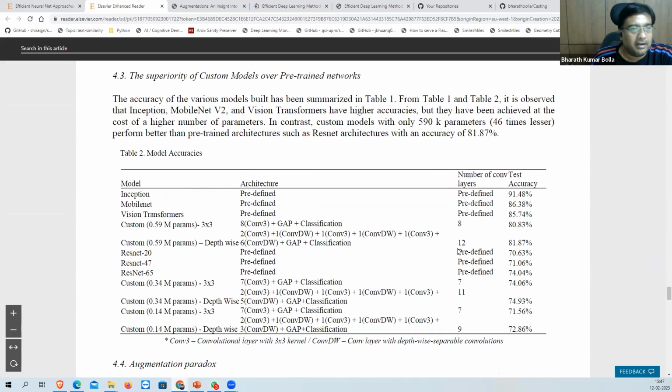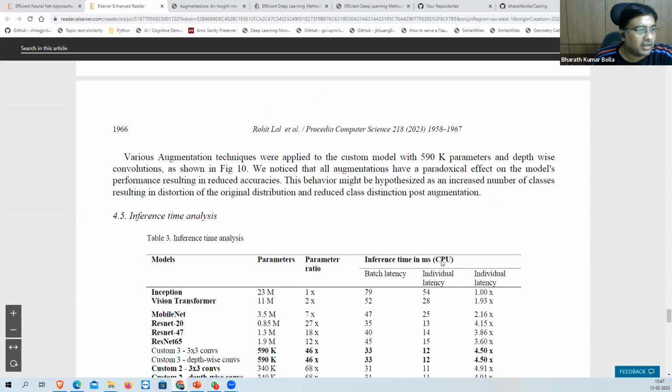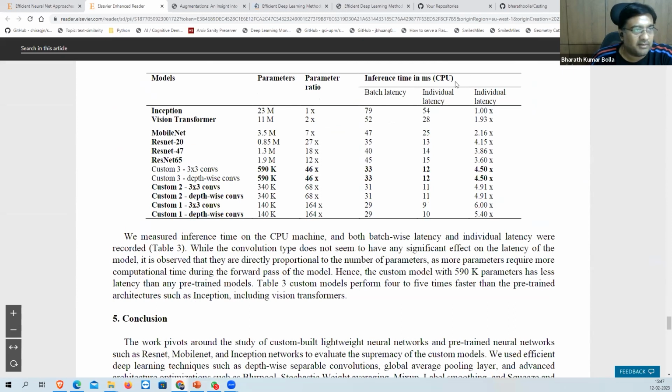And then we evaluated the model inference time. If you see the model inference time on a CPU, we calculated both the batch latency and the individual latency. If you take Inception as your base, with our custom model of 590K parameters, we got 4 times lower inference time. Even with MobileNet, you get only 2 times. For example, if MobileNet takes 47 milliseconds, our model takes only 33 milliseconds.